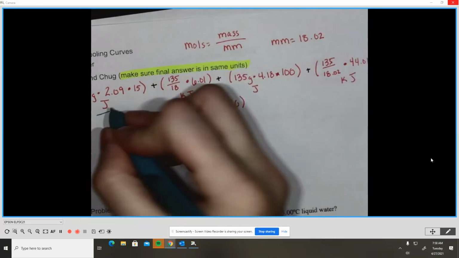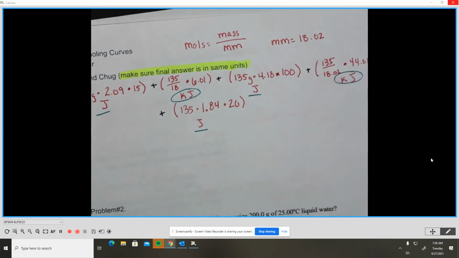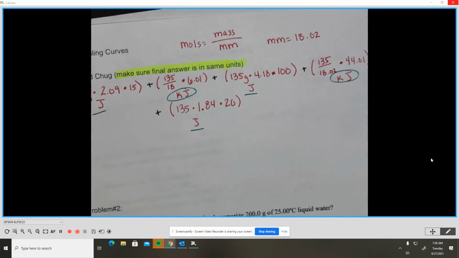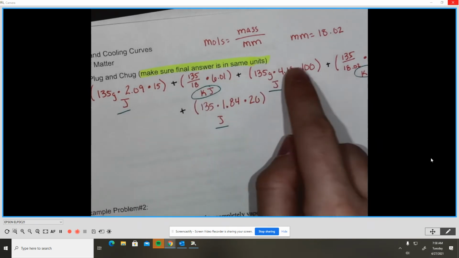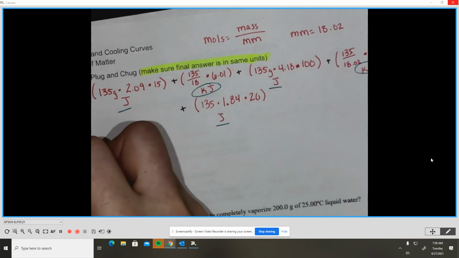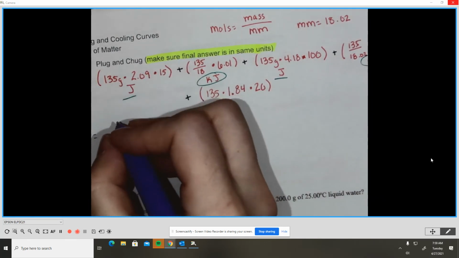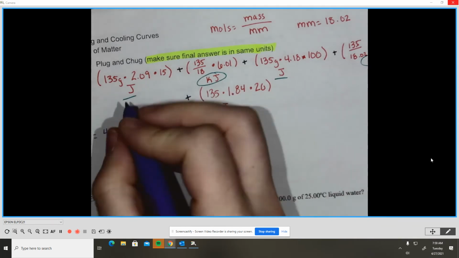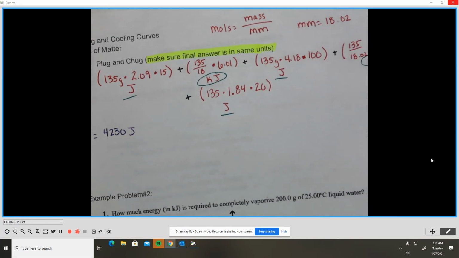So for this, I've got joules and I've got kilojoules. We're going to keep track of that as we do these calculations. The way that I like to do this, and I write this out in different steps, is to figure out what these numbers are in my parentheses. So my Q total is going to be, I'm going to calculate this number, and this gives me roughly 4,230 joules. Remember, that one's in joules.